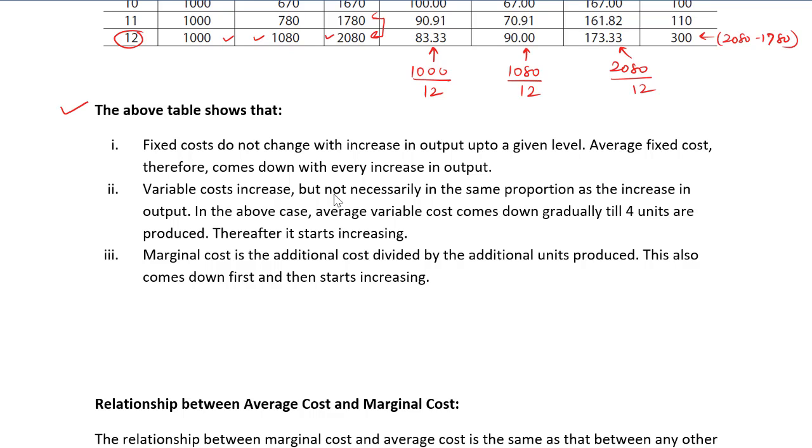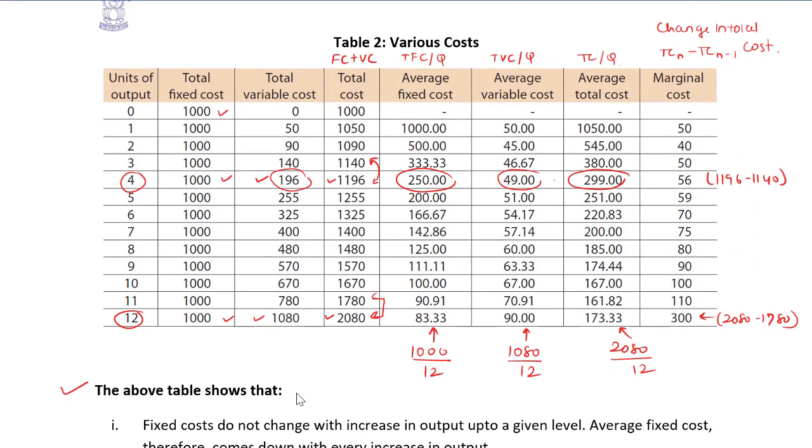Just see, the above table shows that fixed costs do not change with the increase in the output up to a given level. Average fixed cost therefore comes down with every increase in the output. Just see it over here. As output is increasing, average fixed cost is falling.